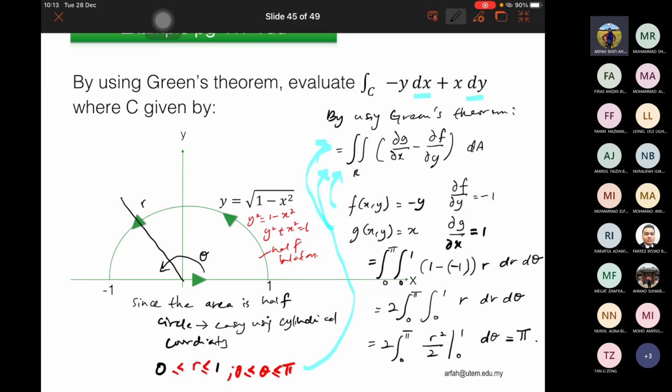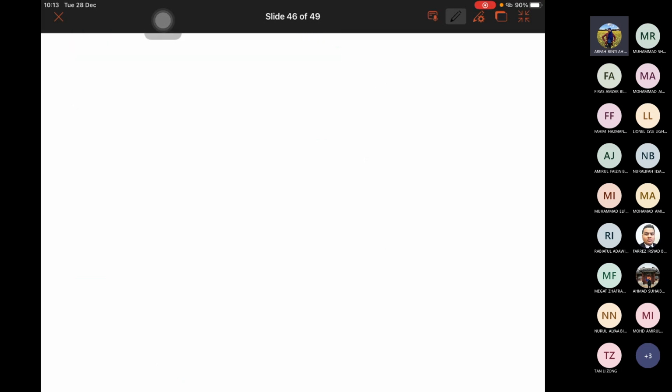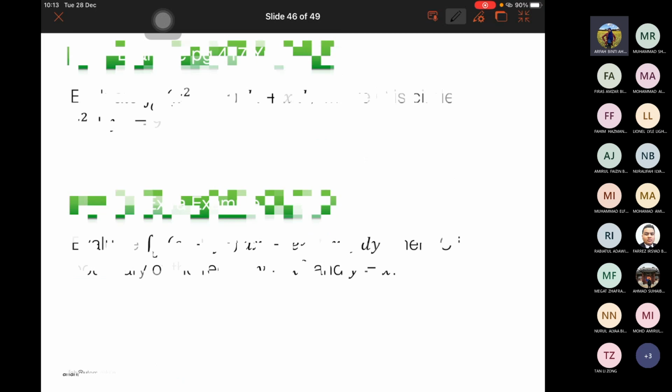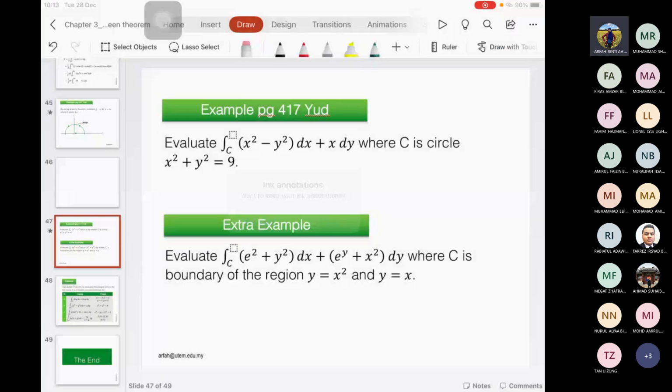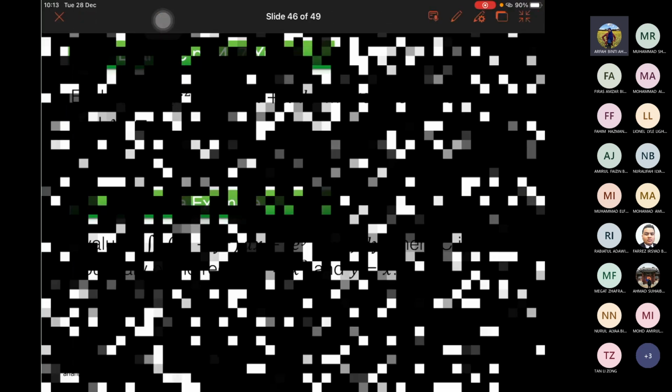Done? Done. Dapat jawapan dia sama dengan pi. Dapat. Okay, kita tengok the next example. Okay, kita ada dua example. We will go through this example one by one.